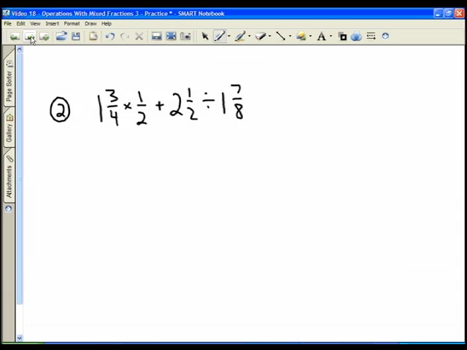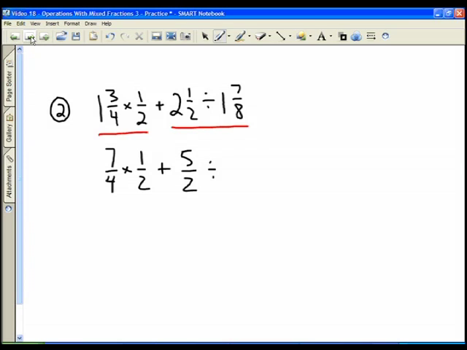And taking a look at the second practice problem now, we see we have a multiplication, a division, and an addition. So we're going to have to do this multiplication first and this division first from left to right. So now converting these to improper fractions, 1 3/4 is the same as 4 times 1 is 4 plus 3 is 7/4, and we're going to have times 1/2, plus 2 1/2 is the same as 2 times 2, which is 4 plus 1, or 5/2.